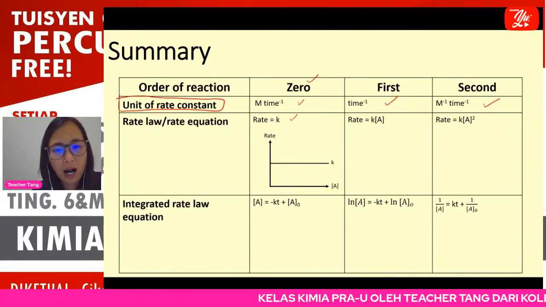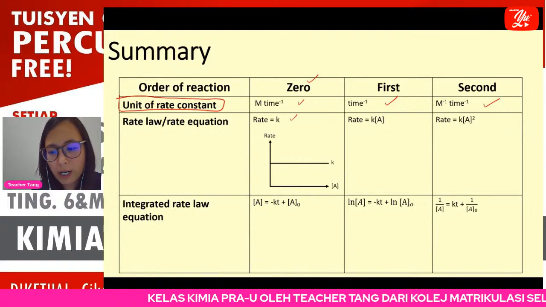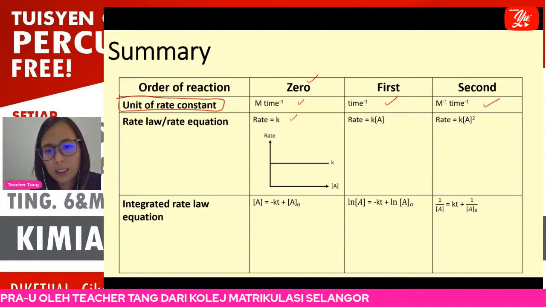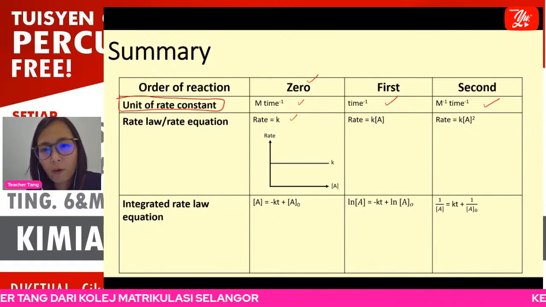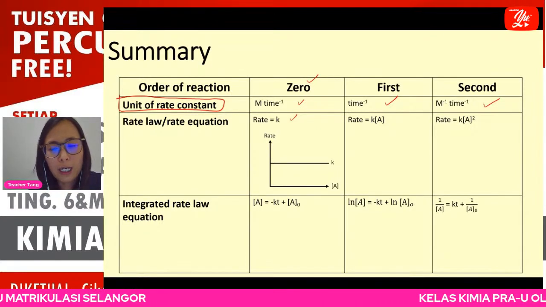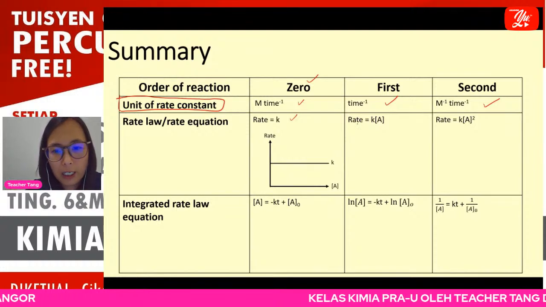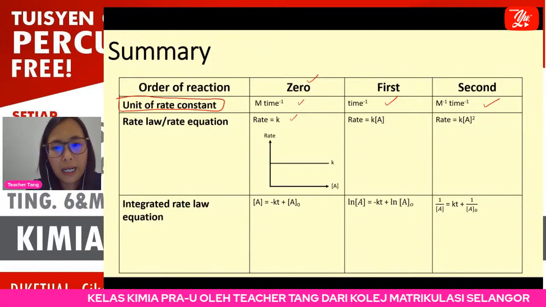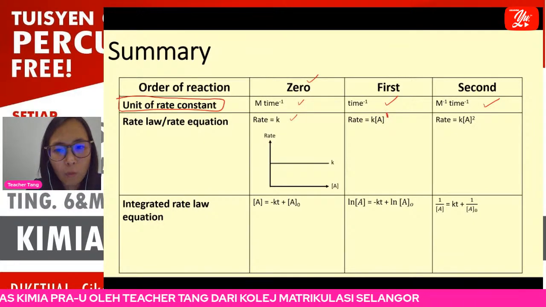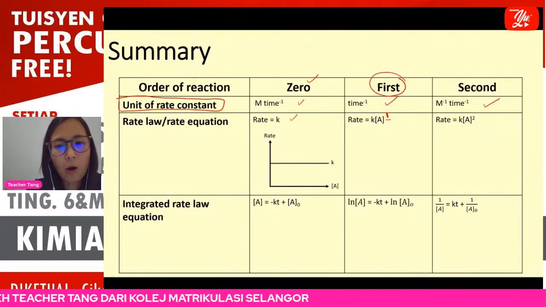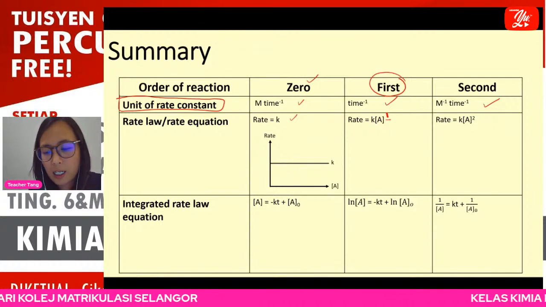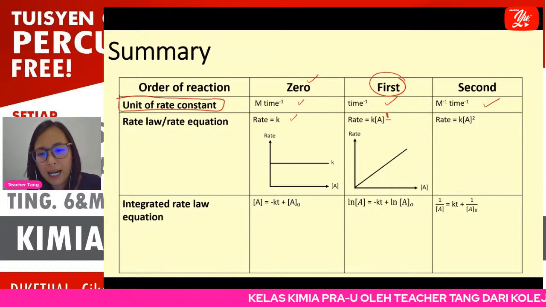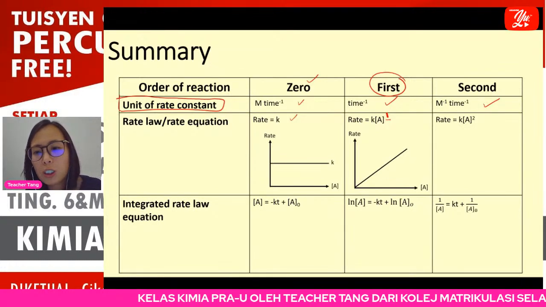When we plot the graph of reaction rate versus the concentration of reactant, we will get a linear graph like this. For first order, the rate law or rate equation can be written as reaction rate equals the rate constant multiplied by the concentration of reactant A raised to the power of 1, because first order. When we sketch the graph of reaction rate versus concentration of reactant A, we will get a directly proportional graph.